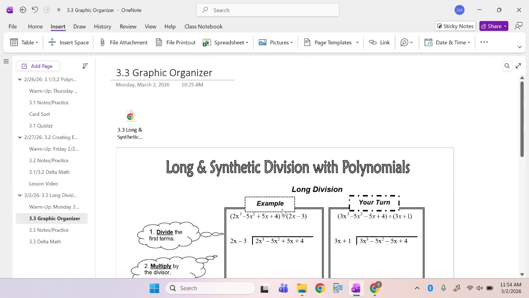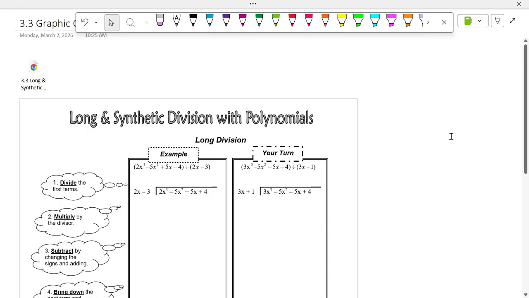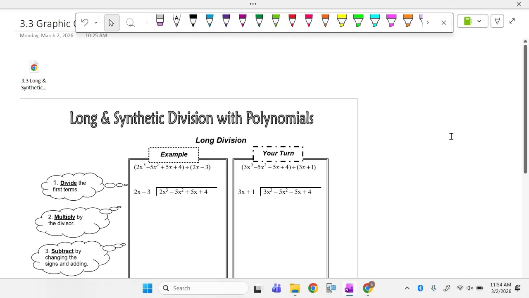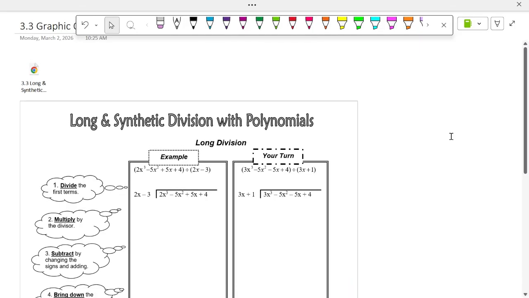Now, before we do polynomial long division, let's talk about just plain old regular long division that you guys did way back in elementary school. So, for example, let's say that I had 135 and I wanted to divide it by 4.